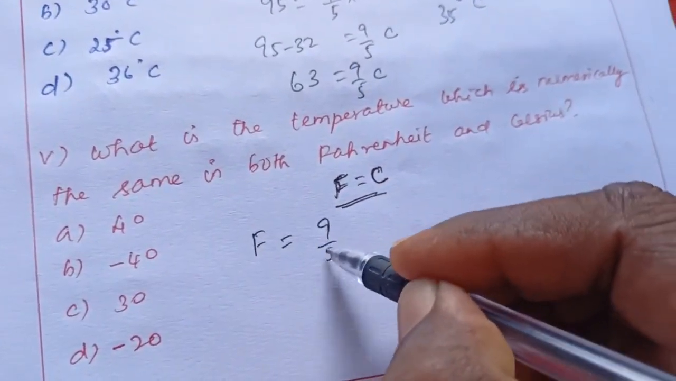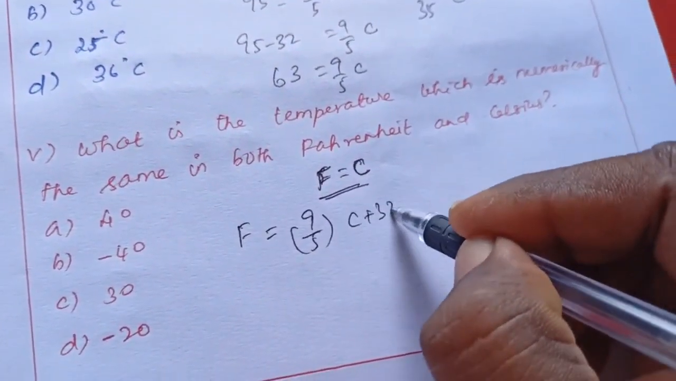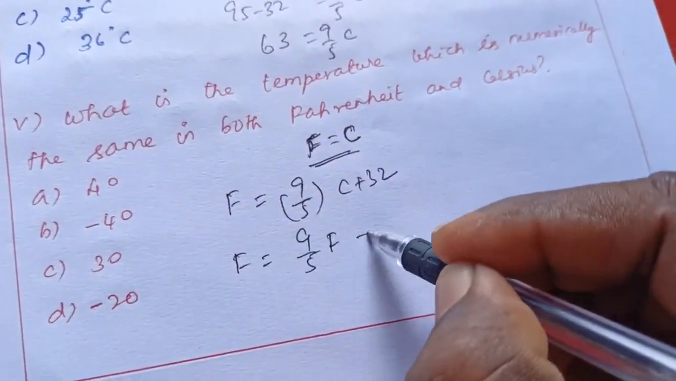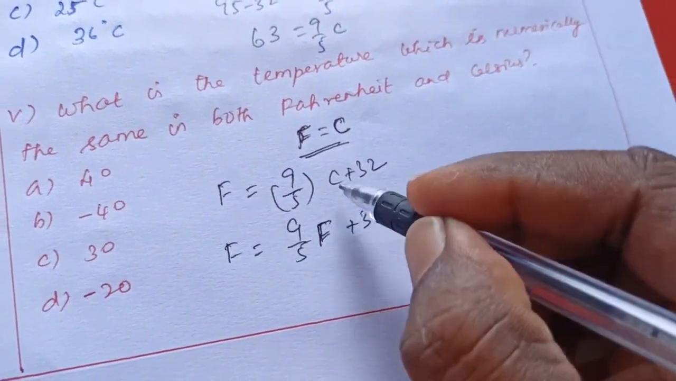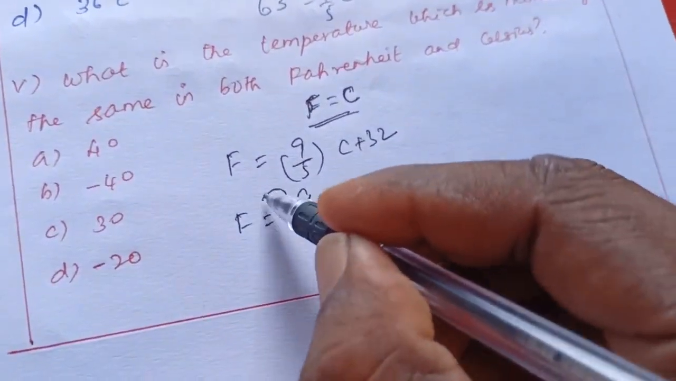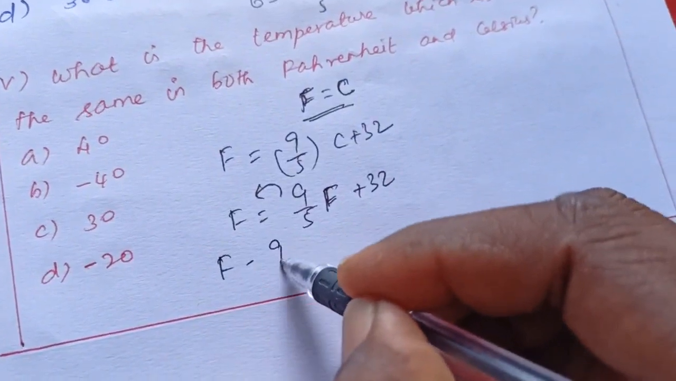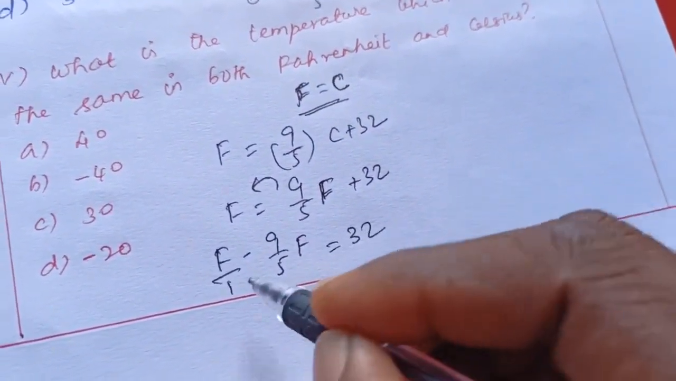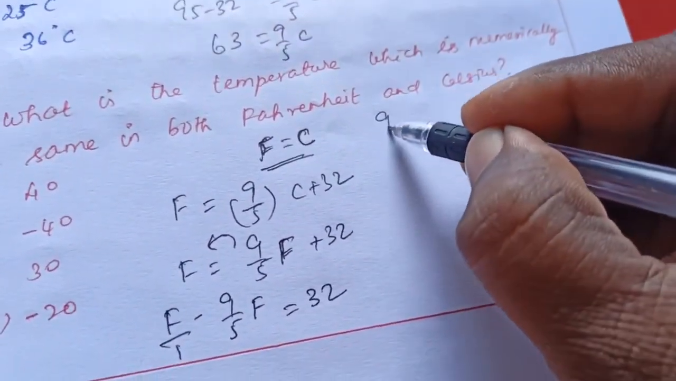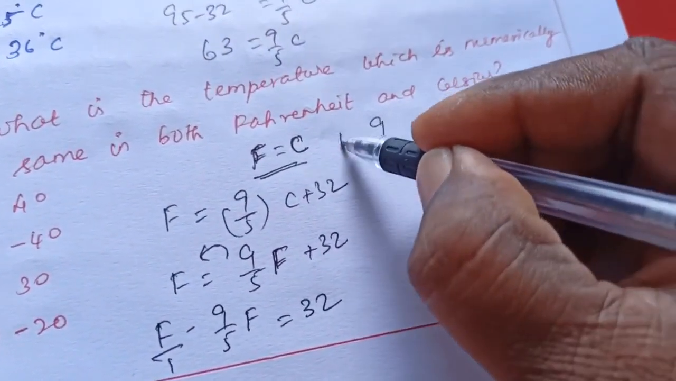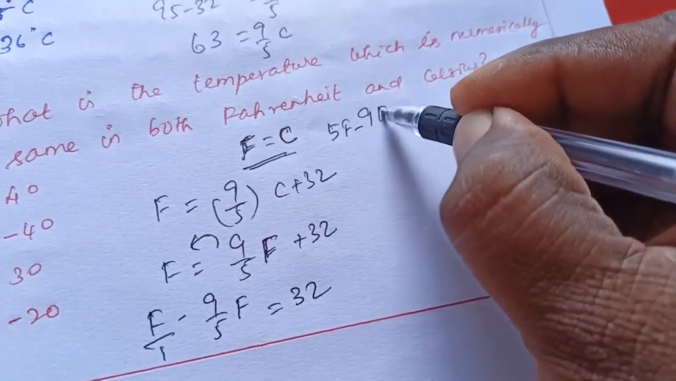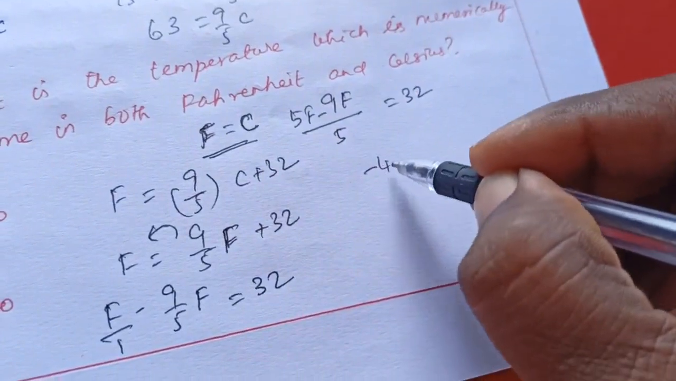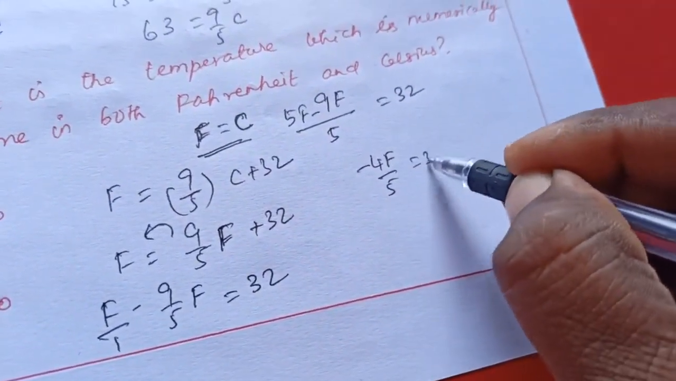F is equal to 9 by 5 into C plus 32. They told us both are the same, no? So 9 by 5 F plus 32, because instead of Celsius I have written Fahrenheit. I am going to take this to the other side. So F minus 9 by 5 F is equal to 32. Cross multiply: 5F minus 9F by 5 is equal to 32. So minus 4F by 5 is equal to 32.